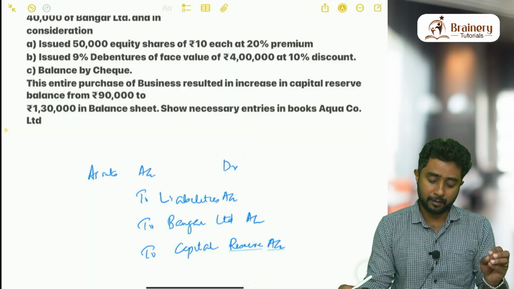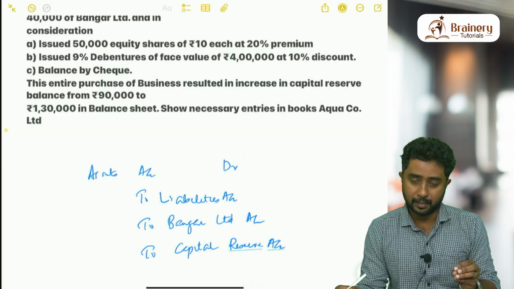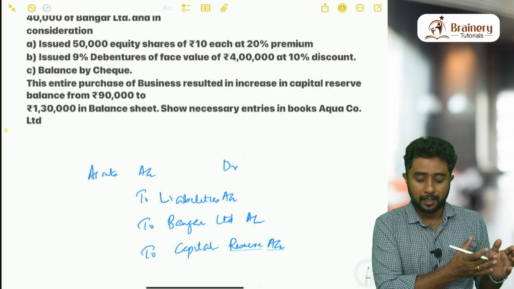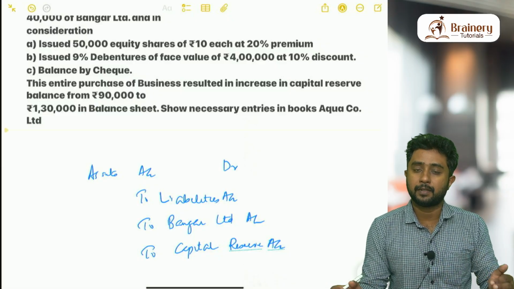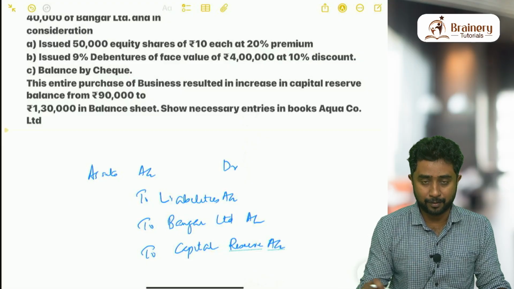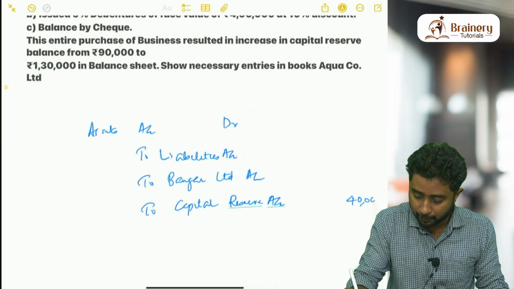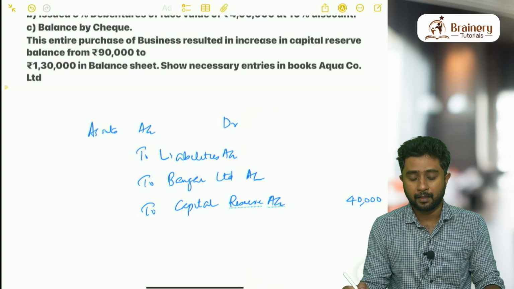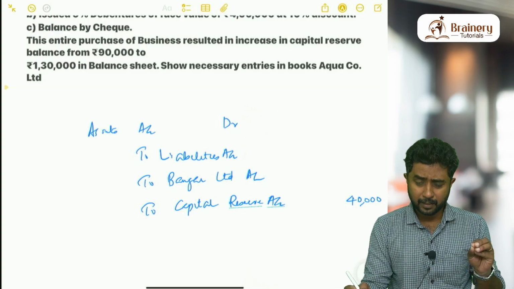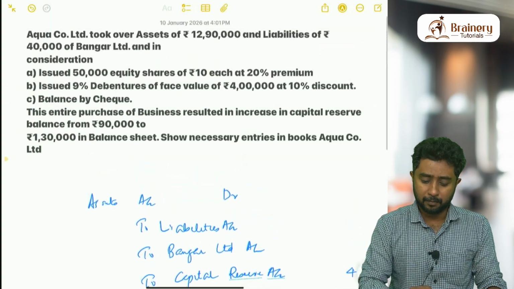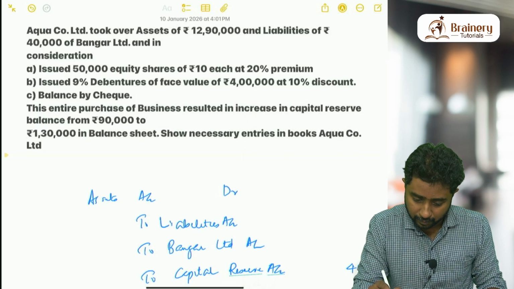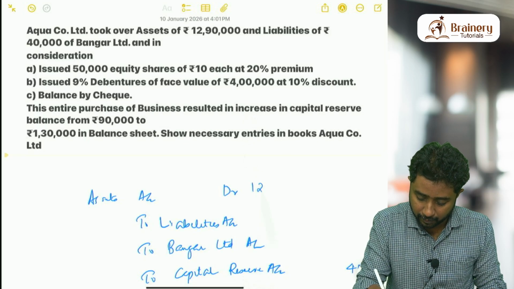So basically when we check that statement, we can see that 90,000 to 1,30,000, that means a 40,000 increase has been there in the capital reserve. So directly we can put that 40,000 in the capital reserve column. That is the meaning of that statement, or that is the purpose of that statement. Now we can give the values which are available to us.